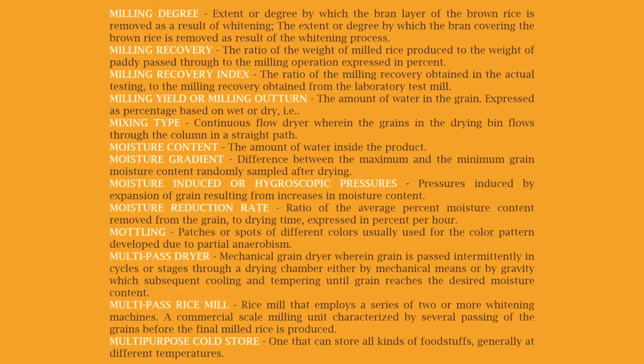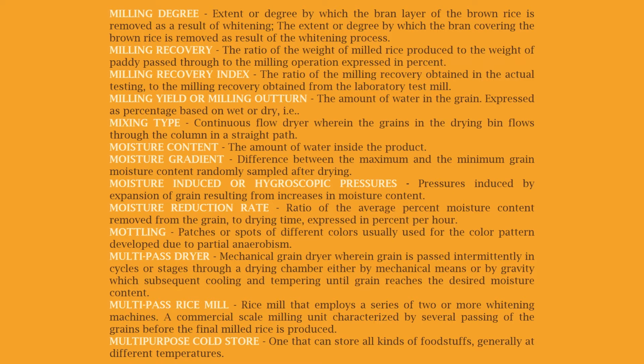Milling recovery index, the ratio of the milling recovery obtained in the actual testing to the milling recovery obtained from the laboratory test mill. Milling yield or milling outturn, the amount of water in the grain, expressed as percentage based on wet or dry. Mixing type, continuous flow dryer wherein the grains in the drying bin flow through the column in a straight path. Moisture content, the amount of water inside the product.